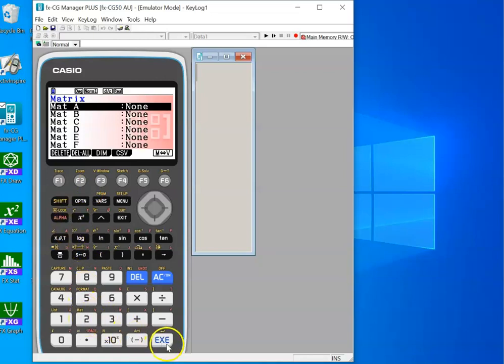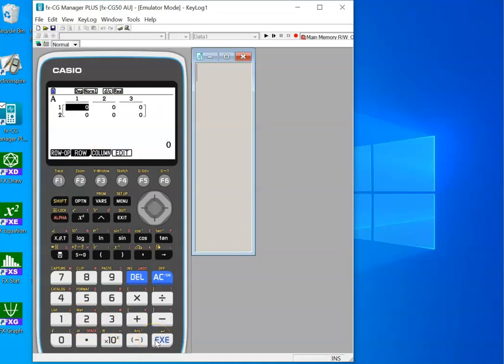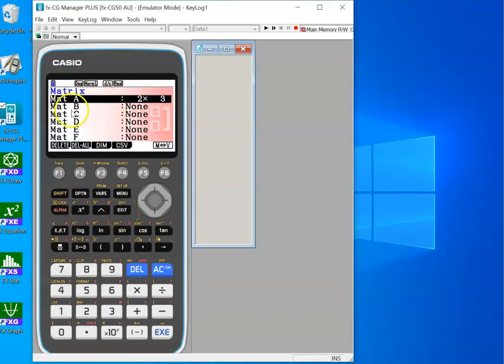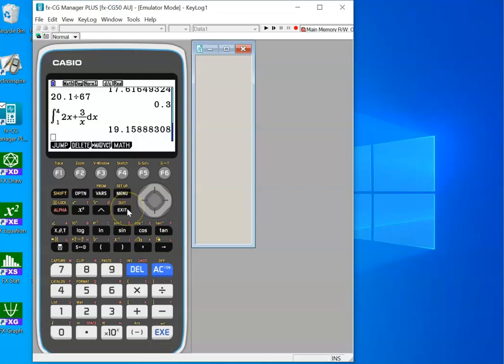I'm going to press A, so I press enter. We've seen this before, it asks you for the domain. So let's pop in a 2 by 3. And then it asks you to fill it up. So you can put whatever you want in there. Actually, I might just go 1. Let's be original. And 2. So let's imagine you've put in a matrix. Let's imagine you also have another one in B and C and what have you. So you've got them stored there.